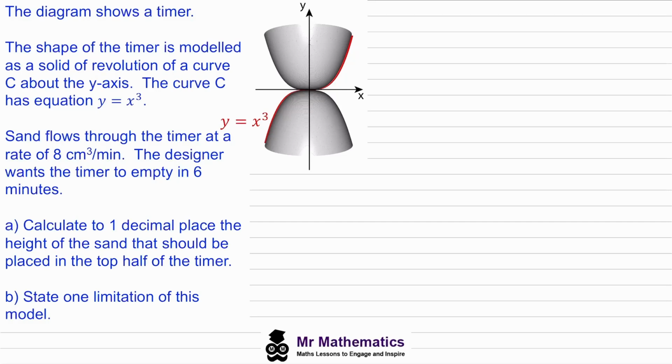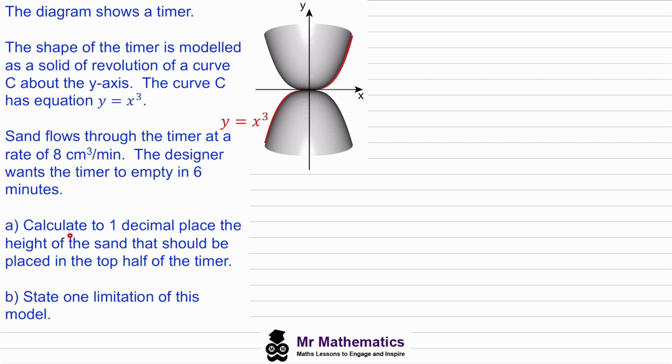Hi everybody. So this is my second video on modelling real-life problems with the volume of a revolution. In this example, we're told that the diagram shows a timer, and the shape of the timer is modelled as a solid of revolution of a curve, c, about the y-axis, and the curve has the equation y equals x cubed. Sand flows through the timer at a rate of 8 centimeters cubed per minute, and the designer wants the timer to empty in 6 minutes.